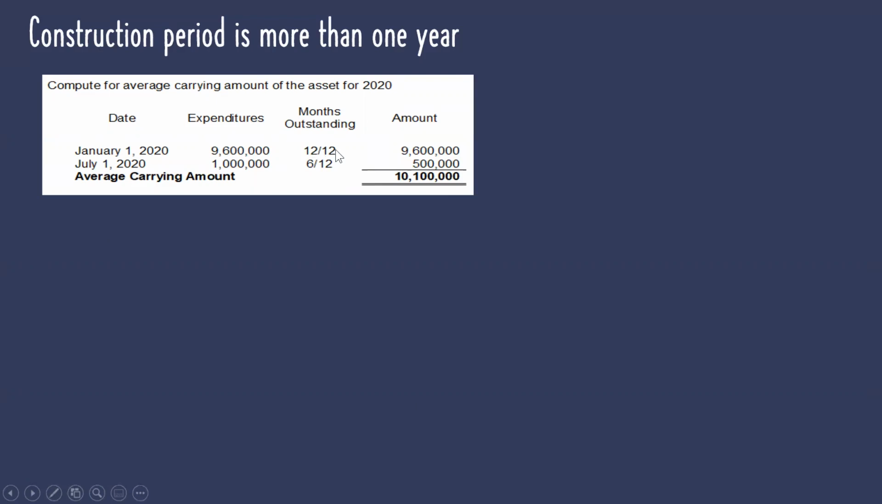So, you will have ito, no? 12 over 12 kasi 12 months outstanding yan. So you have 9.6 million. So another expenditure was on July 1, 2020, which is 1 million. So that is 6 over 12. Kasi nga, from July 1 until December, that is 6 months. So they'll have 500,000. So for a total of 10,100,000. So that's your average carrying amount.